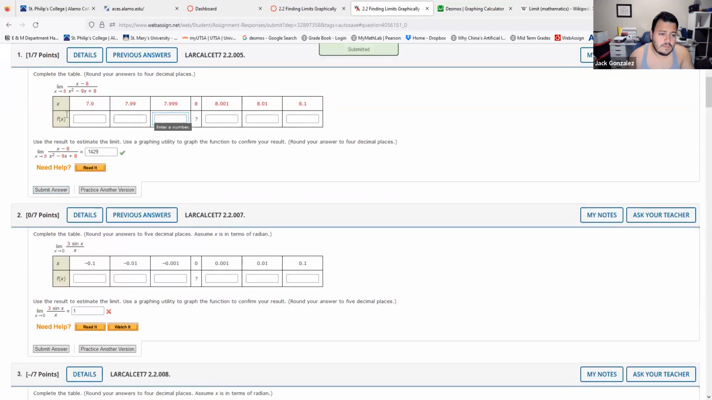As you plug them in here, you'll see that it's going to 1.4 something, closer and closer to something like this. Both sides will approach that same number, just like I showed you graphically. This is one technique to find the limit using a calculator. Basically, you're just crunching the numbers instead of looking at a graph.